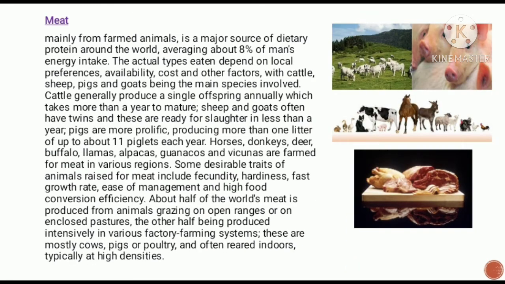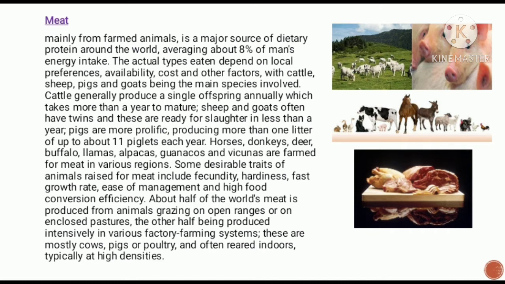Meat. Meat mainly from farm animals is a major source of dietary protein around the world, averaging about 8% of man's energy intake. The actual types eaten depend on local preferences, availability, cost, and other factors, with cattle, sheep, pigs, and goats being the main species involved.